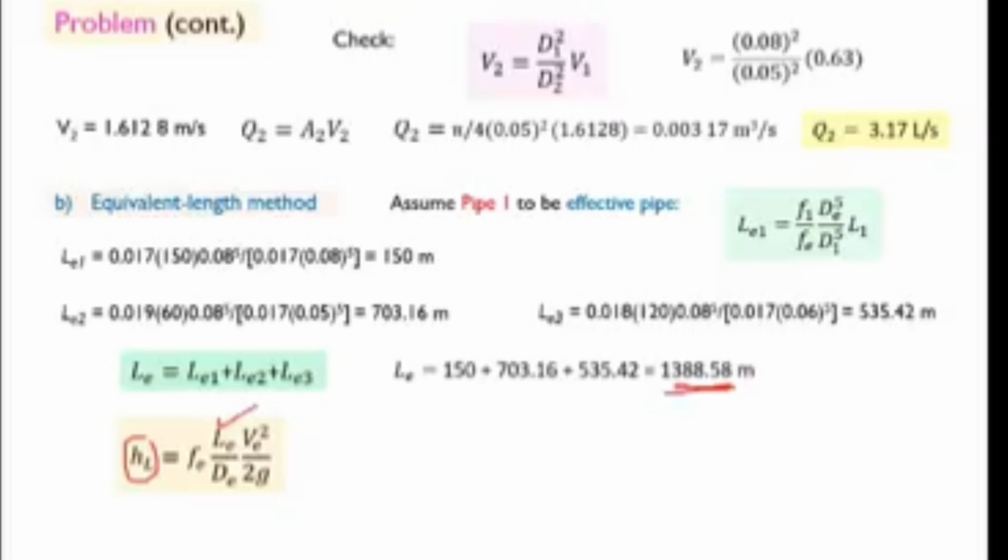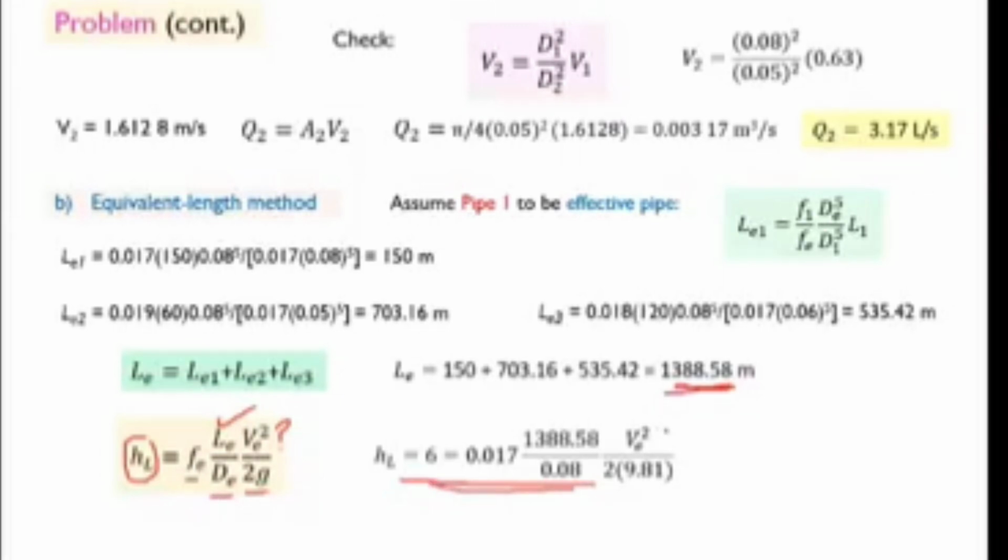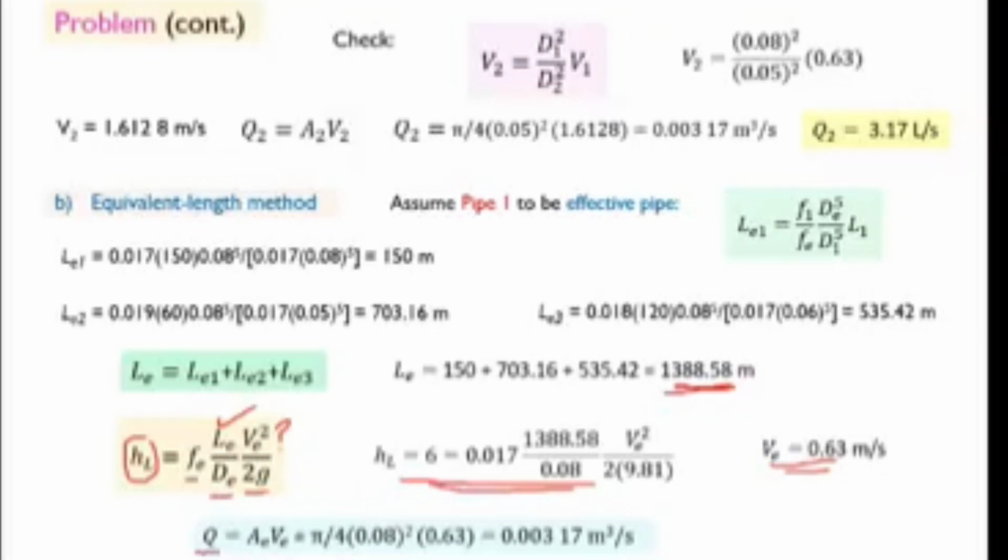Clear? LE, we are able to calculate. DE and FE are known. This is known. Only unknown is this VE square. So now in this case, you plug in the values, and then from here, we can calculate this VE. And now from here, we can calculate the discharge.